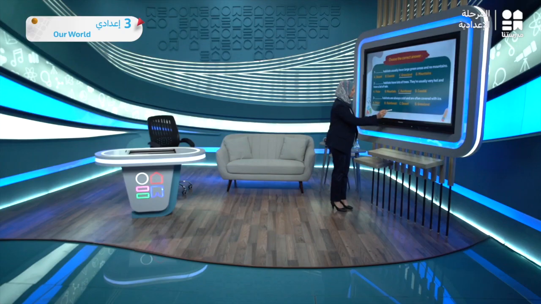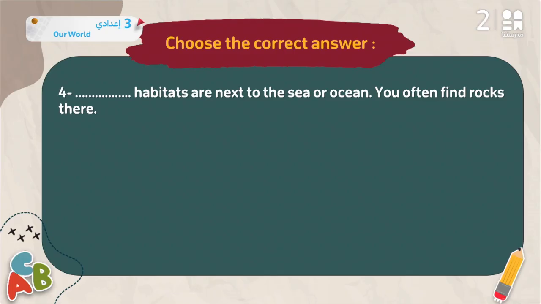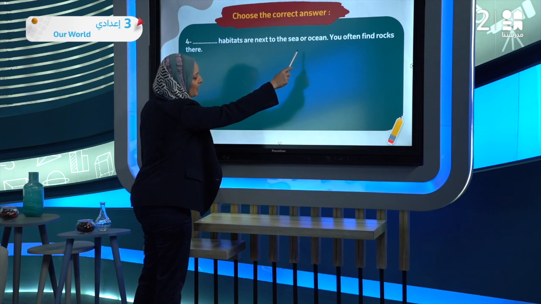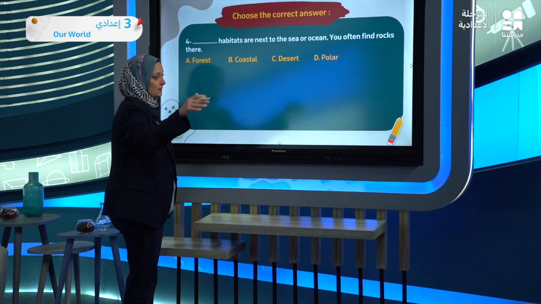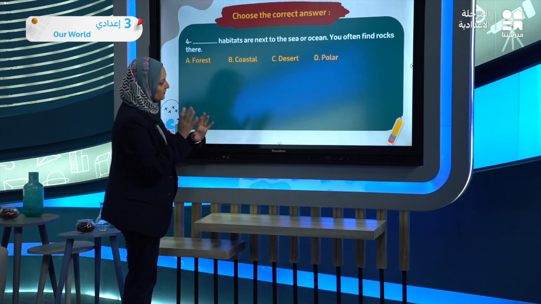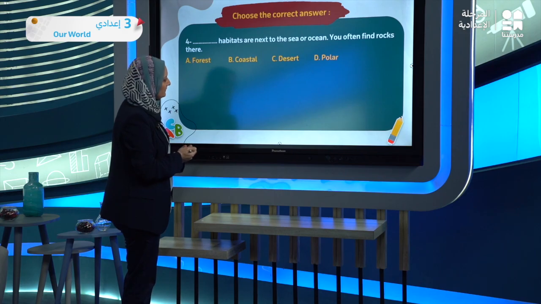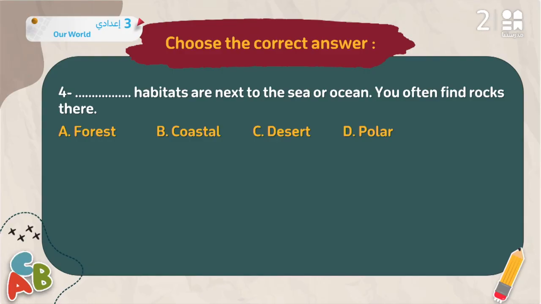Polar habitats. Number 4, space habitats are next to the sea or ocean. You often find rocks there. جنب next to the sea يعني جنب البحر أو المحيط. And you find rocks there. ممكن برضو نلاقي أحجار هناك. إيه هي اللي جنب البحر أو المحيط؟ Of course it's not a forest. مش الغابة. Coastal الساحلي. Desert الصحراء. Polar اللي هو القطبي. So the correct one is the coastal habitat.